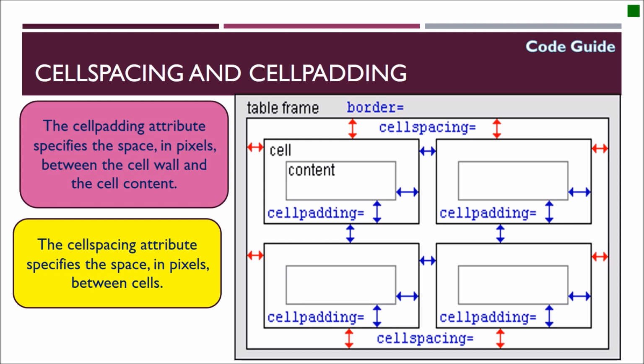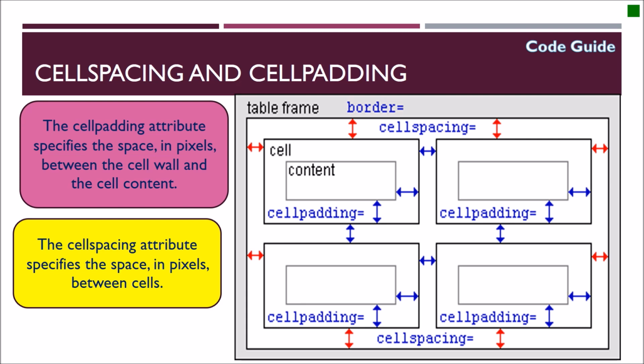As it's clear from the image, this is a table, and the cell padding attribute is an attribute of the table tag, which specifies the space in pixels between the cell wall and the cell content. So this is called cell padding. The cell spacing attribute specifies the space in terms of pixels between the cells. You can see the cell spacing. Cell spacing is between two cells. It can be the distance between the border and the cell wall or the distance between two cells. This is given in terms of pixels.